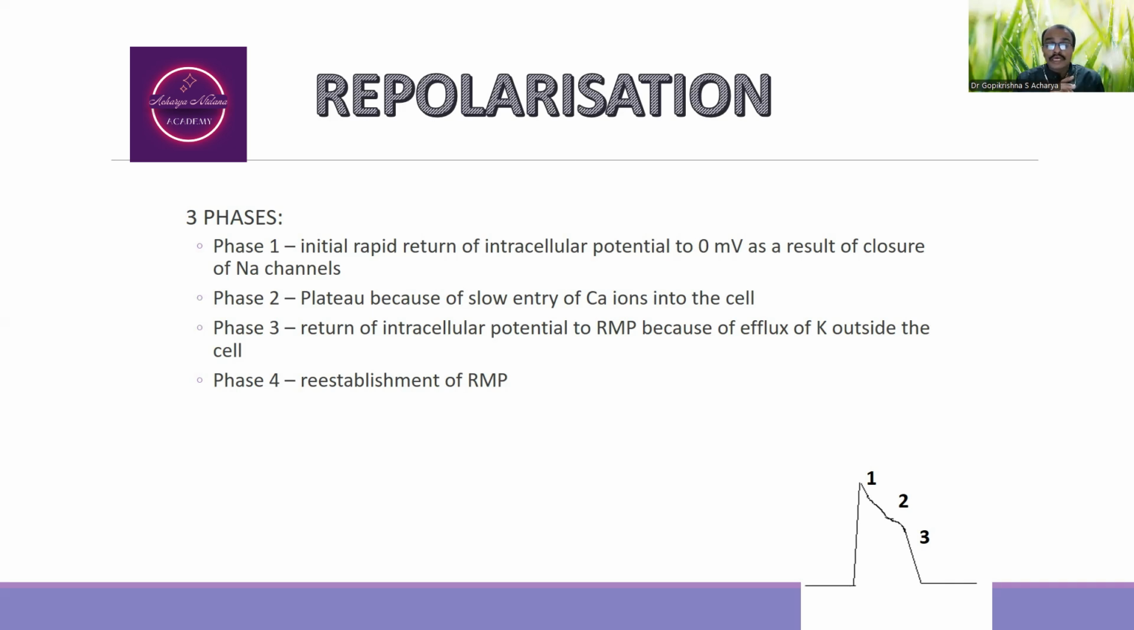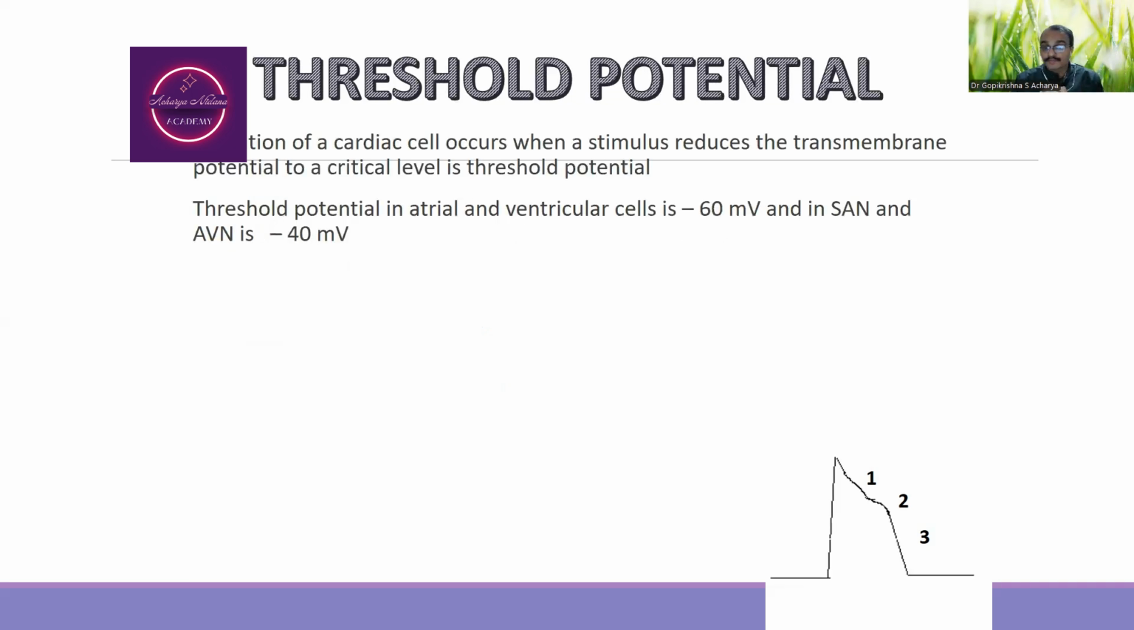In phase 2, there will be a plateau phase because of slow entry of calcium ions into the cell. In phase 3, the intracellular potential returns to the resting membrane potential. That means there will be efflux, outward movement of potassium ions from the cell. Phase 4 is the restoration of the resting membrane potential. These are the 4 phases of depolarization and repolarization of a myocardium.